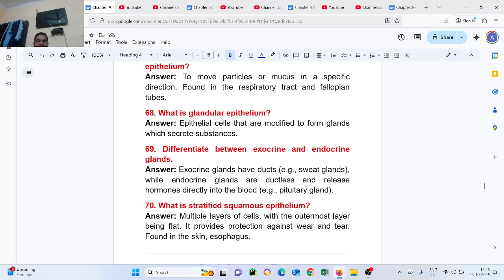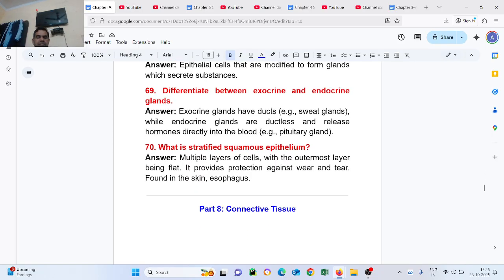Question number 70. What is the stratified squamous epithelium? Answer: multiple layers of cells with the outermost layer being flat. It provides protection against wear and tear, found in skin and esophagus.